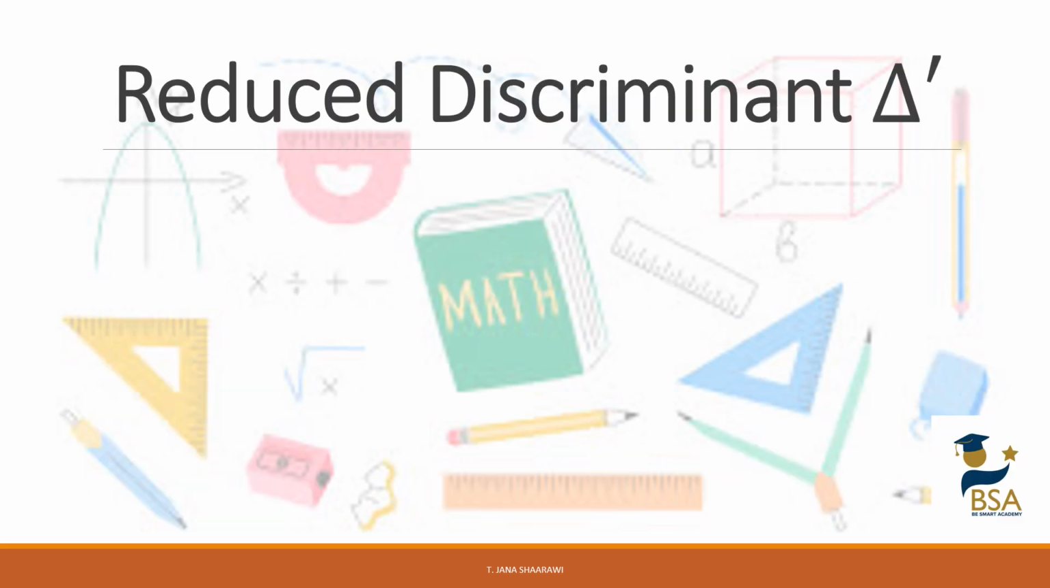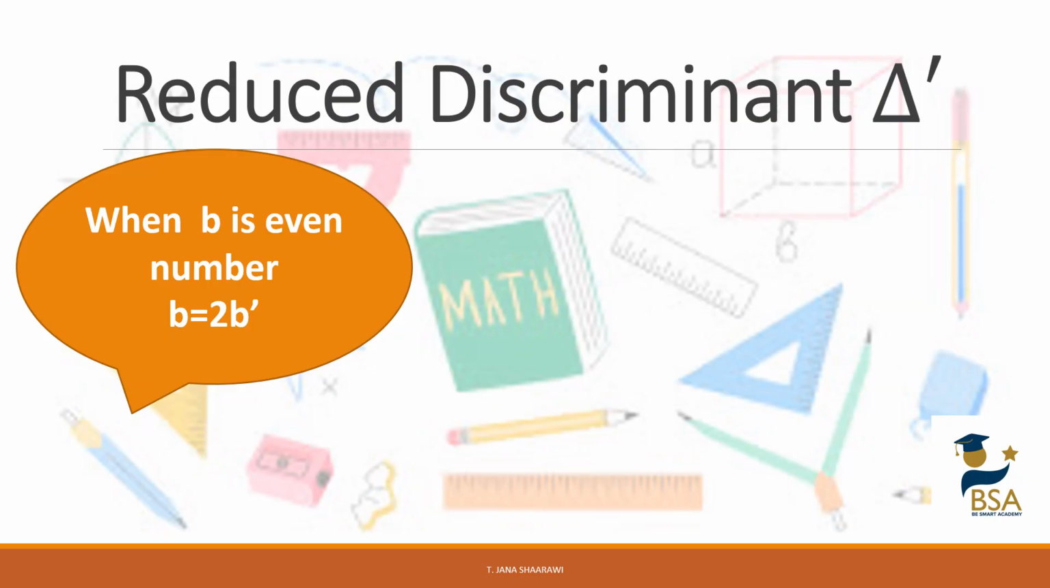Now we are going to talk about the reduced discriminant. What is the reduced discriminant? It's the first is discriminant, so it has the same task as the discriminant, the delta, but it's reduced because sometimes we have big numbers. So in order to facilitate our calculation, we may use the delta prime. It's not obligatory, but you can use it to help you for easier simplifications.